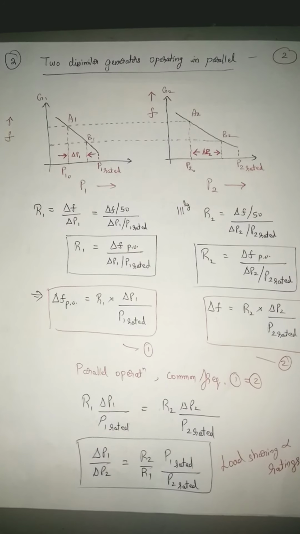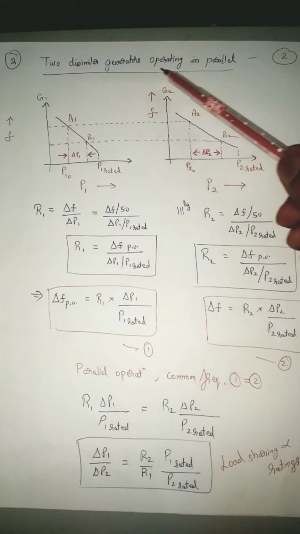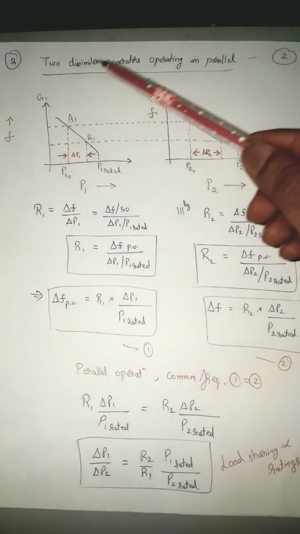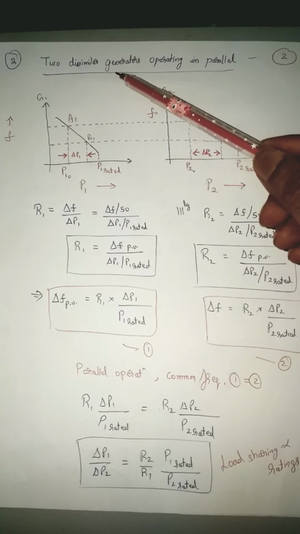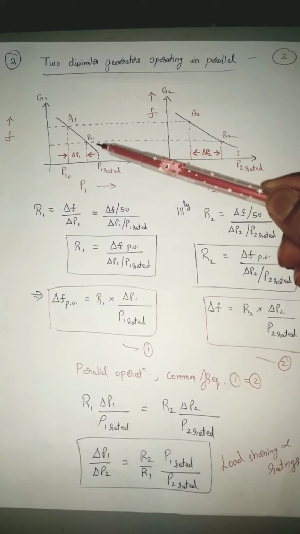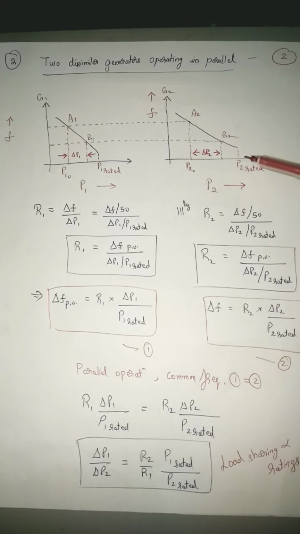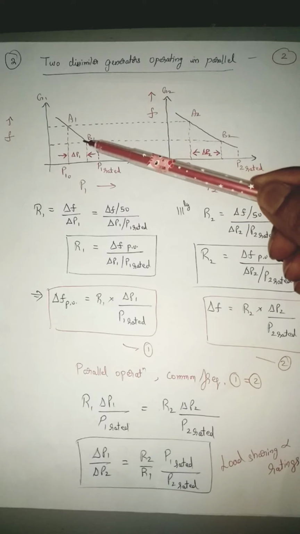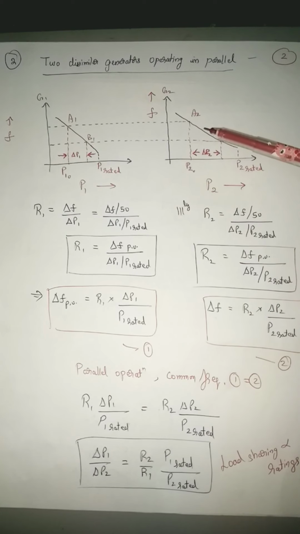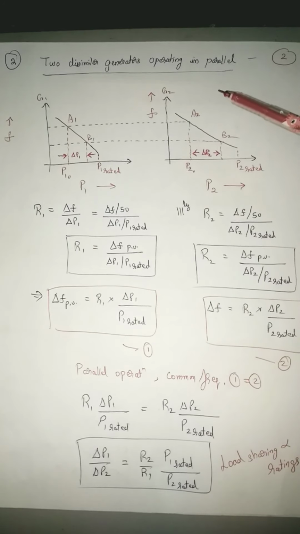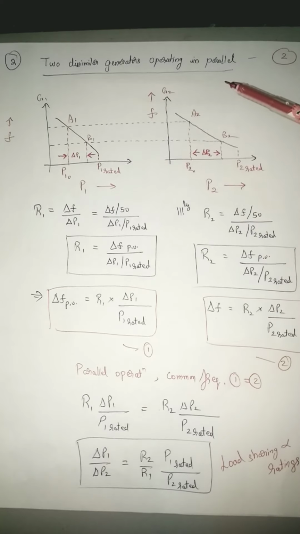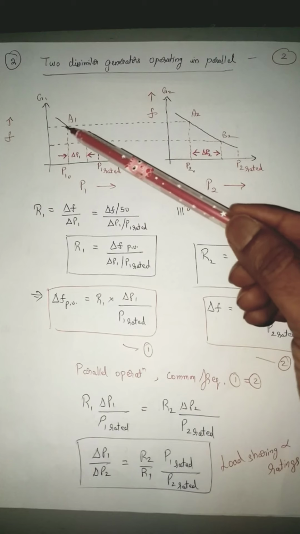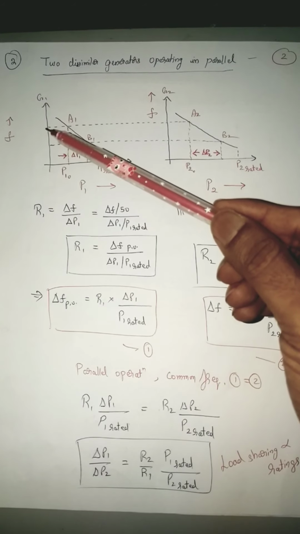Now let us take case 2, which is two dissimilar generators operating in parallel. Two dissimilar generators means both the generators are having different droop characteristics. Say the slope of this particular generator is quite different from this particular generator. For example, this might be 3% droop and this might be 5% or 6% droop. Both these generators are operating in parallel, but in this case the initial steam valve opening percentage is the same in both the generators.